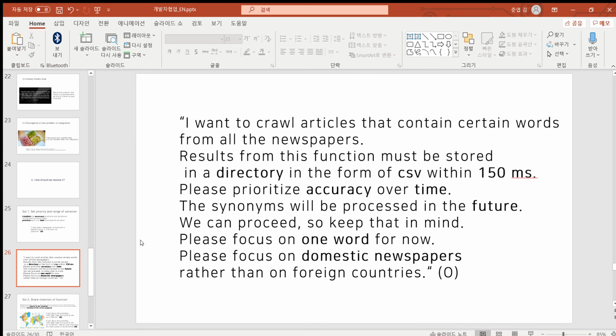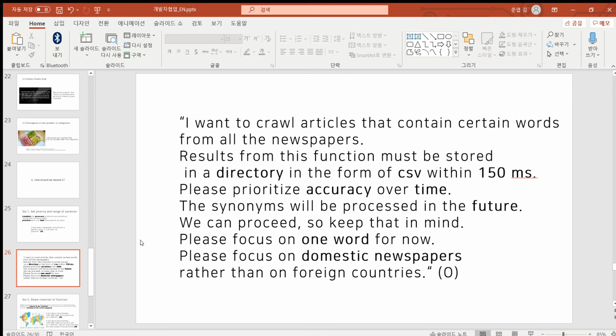Please prioritize accuracy over time. The synonyms will be processed in the future. We can proceed, so keep in mind. Please focus on one word for now. Please focus on domestic newspapers rather than on foreign countries.